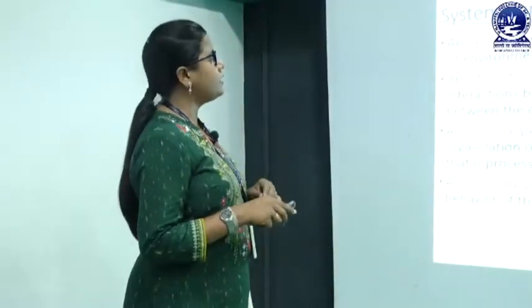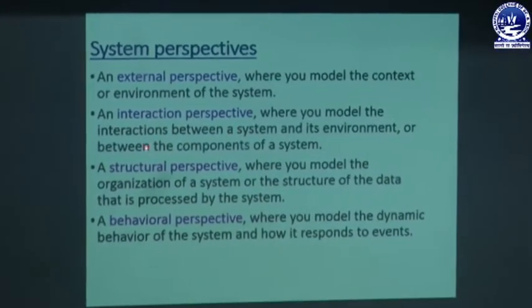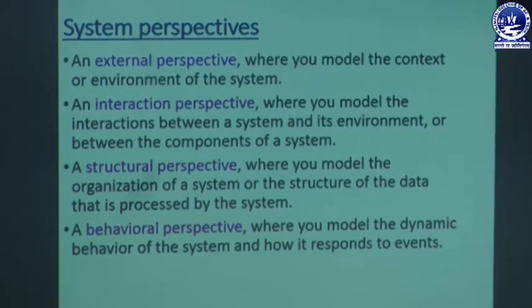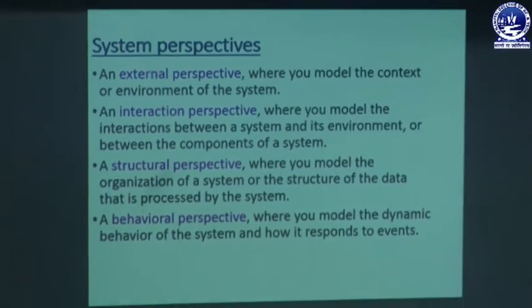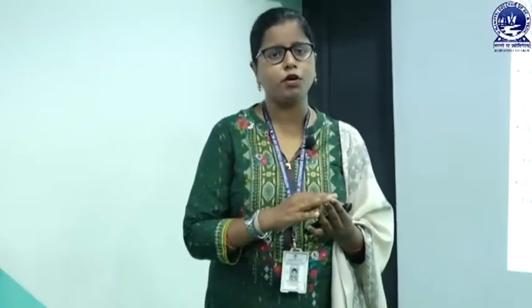The next perspective is the interaction perspective. In the interaction perspective, we model the interaction between a system and its environment, or between the components of a system. The interaction perspective says what the relationship is between the system and its environment, and how the system is dependent on its environment. And when we talk about a system, there is a variety of subsystems and components. The relationships between those components and between those subsystems can be modeled using the interaction perspective.